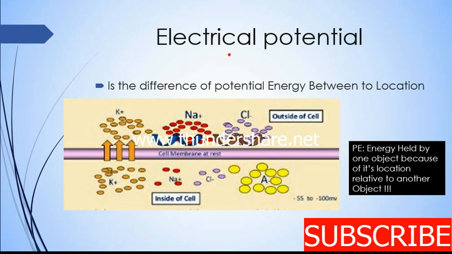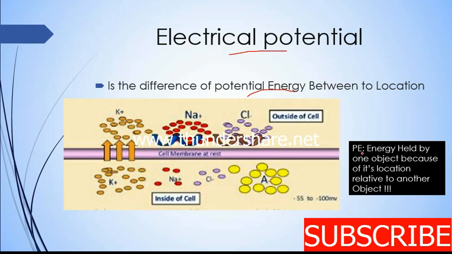So the first thing is electrical potential. Electrical potential is actually the difference of potential energy between 2 electrical locations. So when we have 2 electrical locations, suppose this is a cell membrane, and here we have a different concentration of ions, and also on the inside we have a different concentration of ions. So the difference of this potential energy in the 2 locations is called the electrical potential.